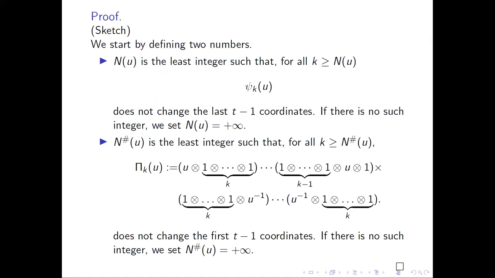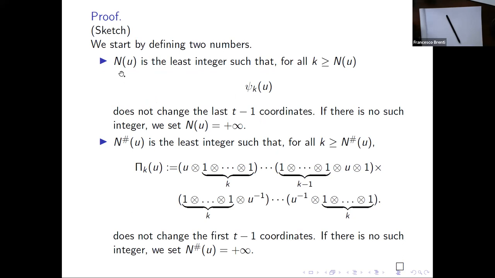So very briefly, you start by defining two numbers, n and then sharp. These are defined from psi k of u, in this way. If there is some integer n of u, so that for all k's greater than or equal to n of u, this permutation does not change the last t minus 1 coordinates, then you take that number. If this never happens, then you say, okay, plus infinity. So you define this number, and it has the property, if it exists, that from this number upward, this psi sub k is unable to change the last t minus 1 coordinates. They will always remain the same.